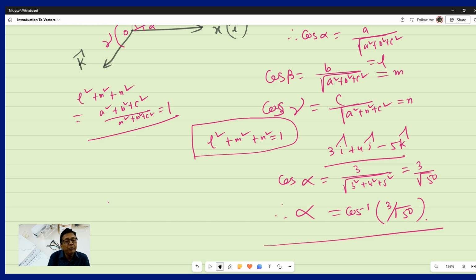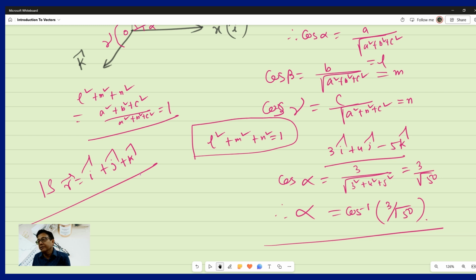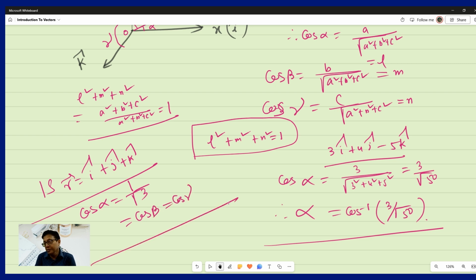Is this vector equally inclined with the coordinate axis? Just see the question. Is R equal to i plus j plus k equally inclined with the coordinate axis? Yes. Because for this one cos alpha will be what? 1 by root 3. Cos beta 1 by root 3. Cos gamma also 1 by root 3. So it has to be equally inclined. Isn't it? Clear?